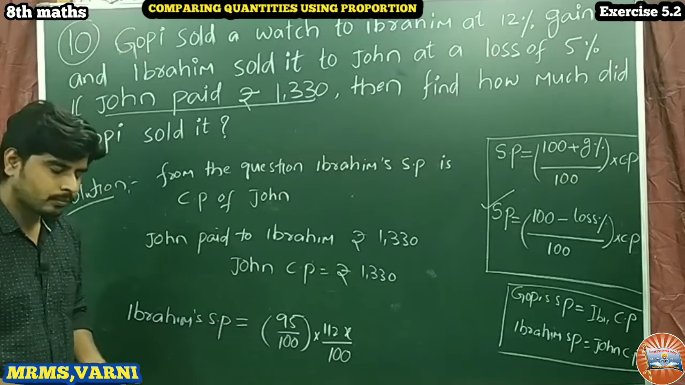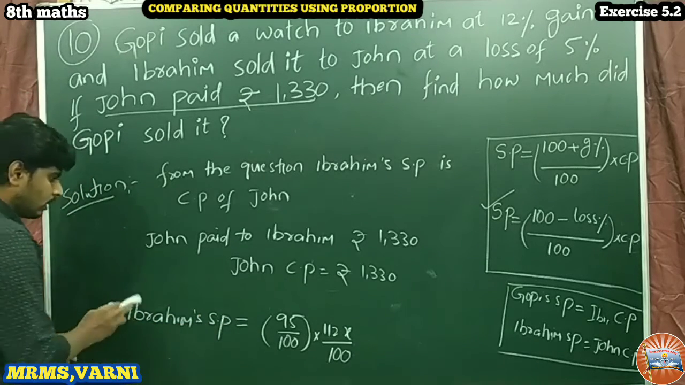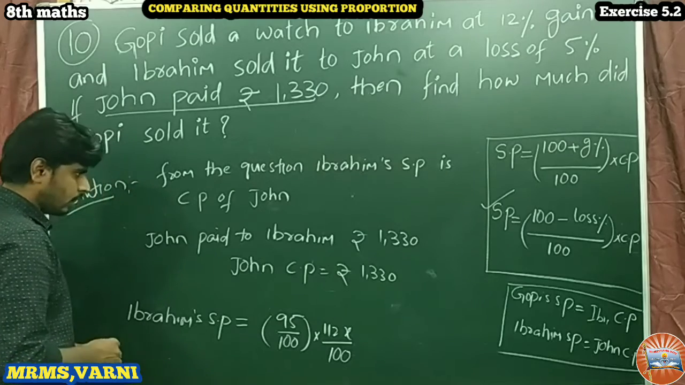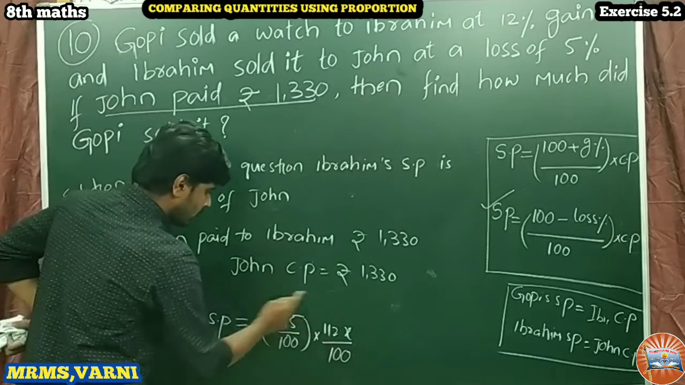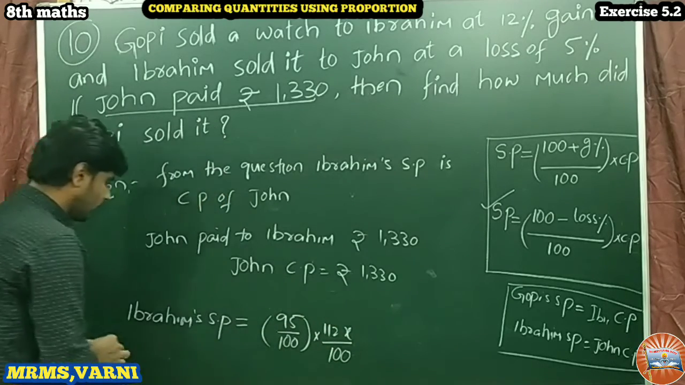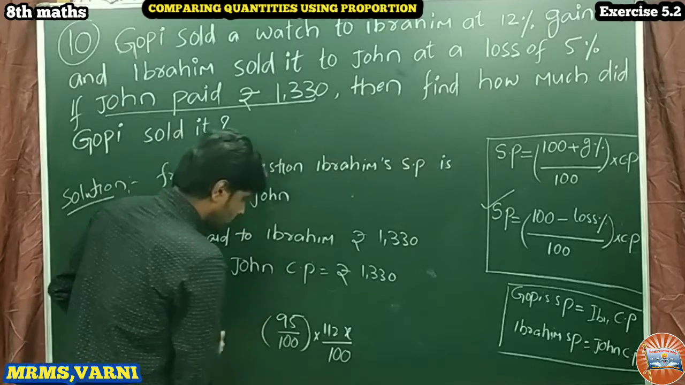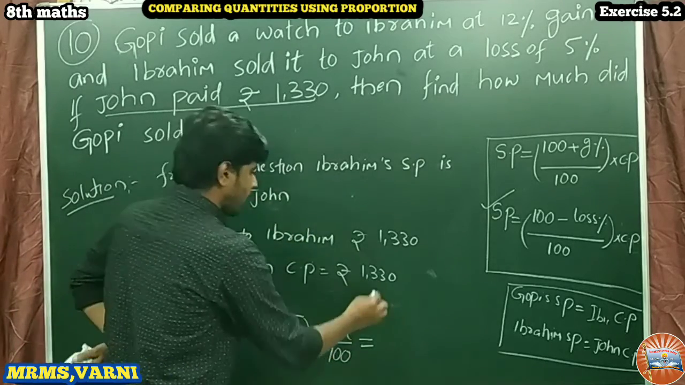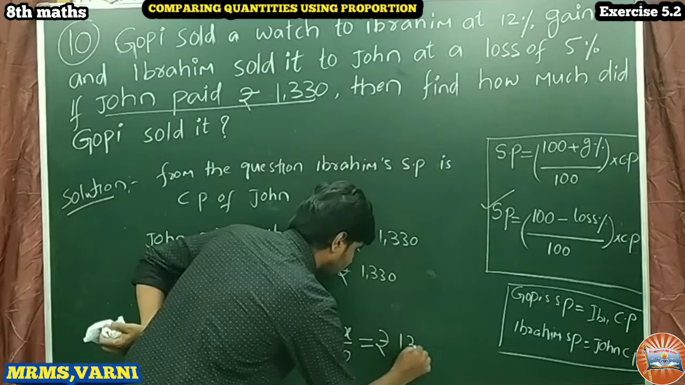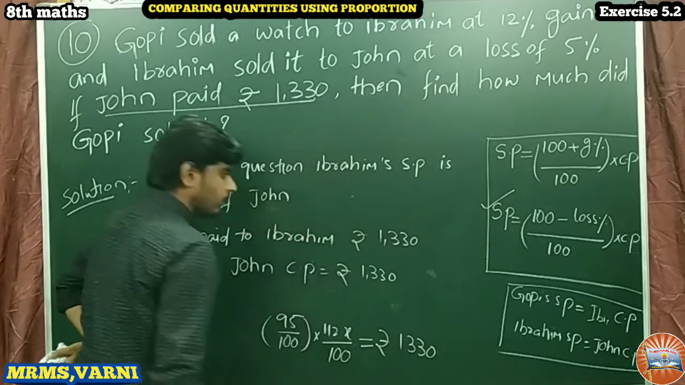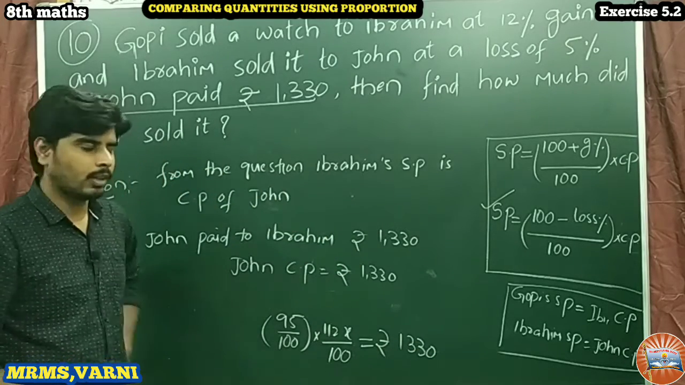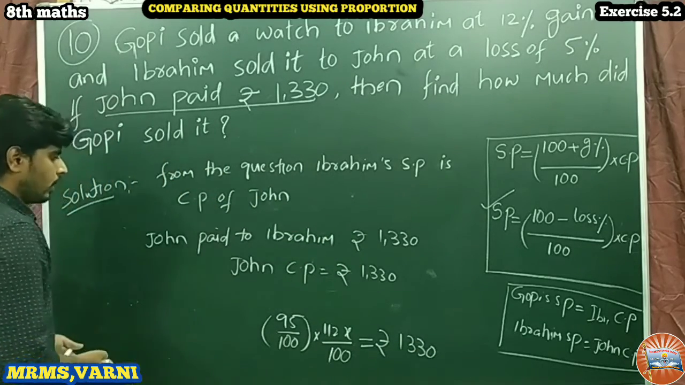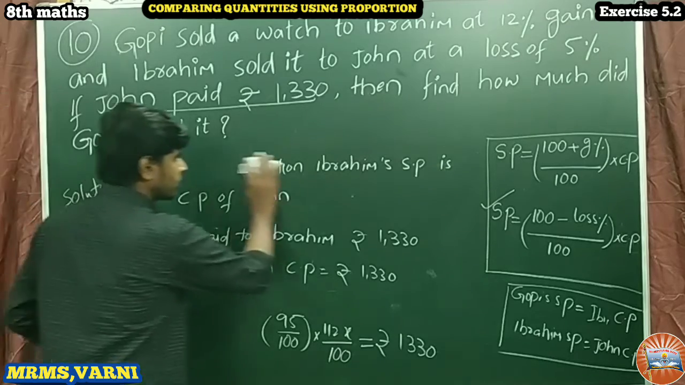Now what do we do? Yes, look at these two things. Here this and this both are equal. So I am writing here, that is nothing but this equals rupees 1330. Did you get the concept? Yes, right. So now we have to simplify that.